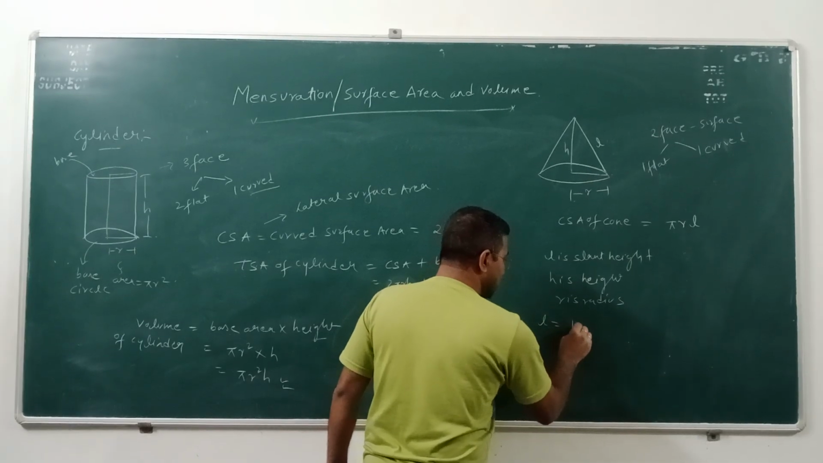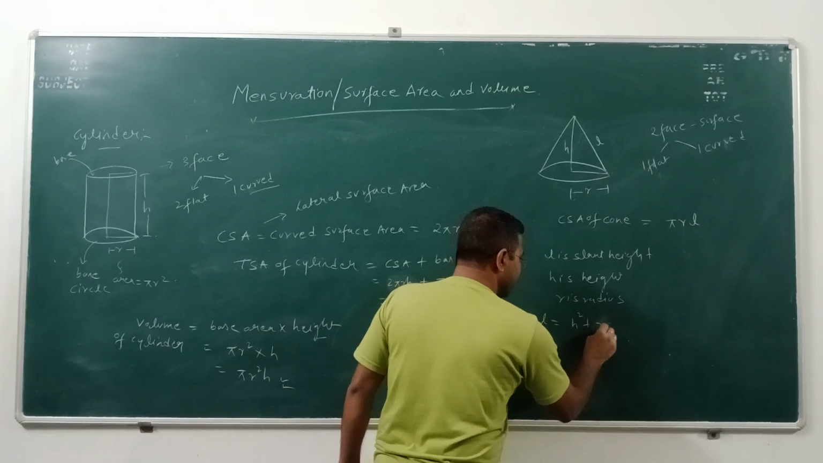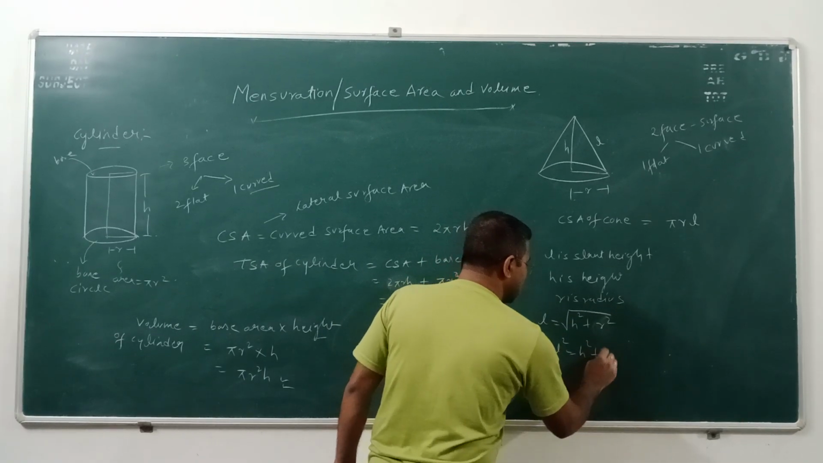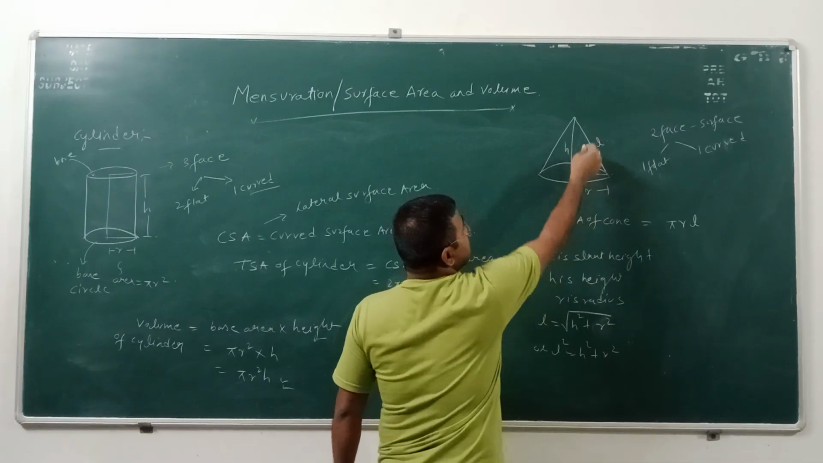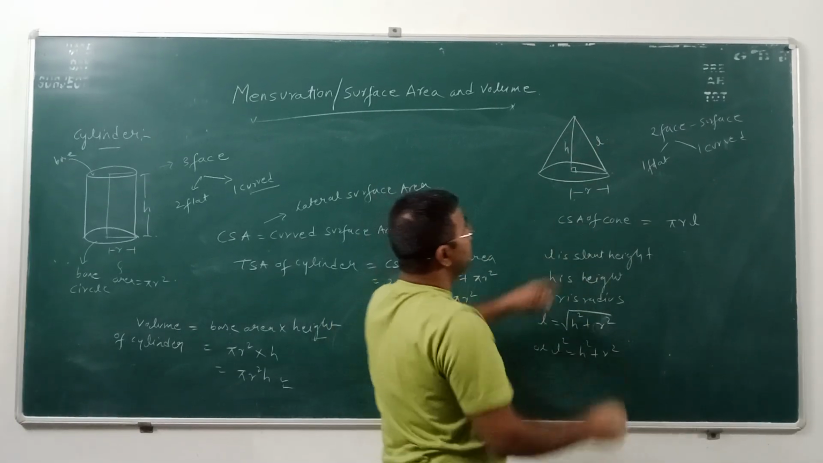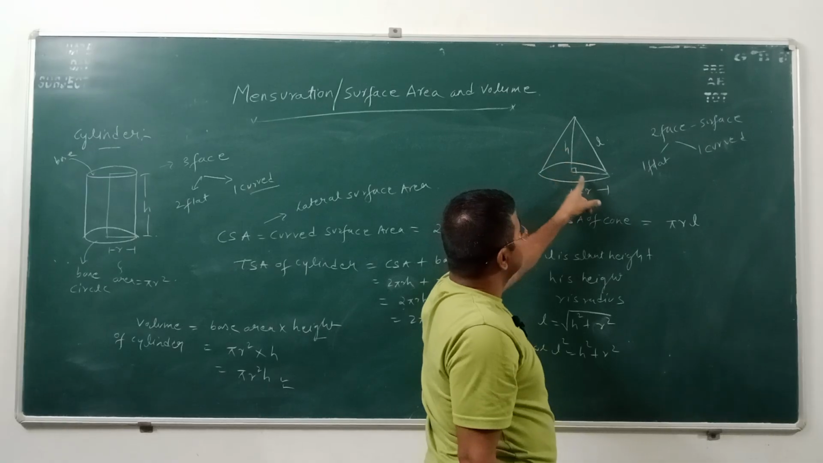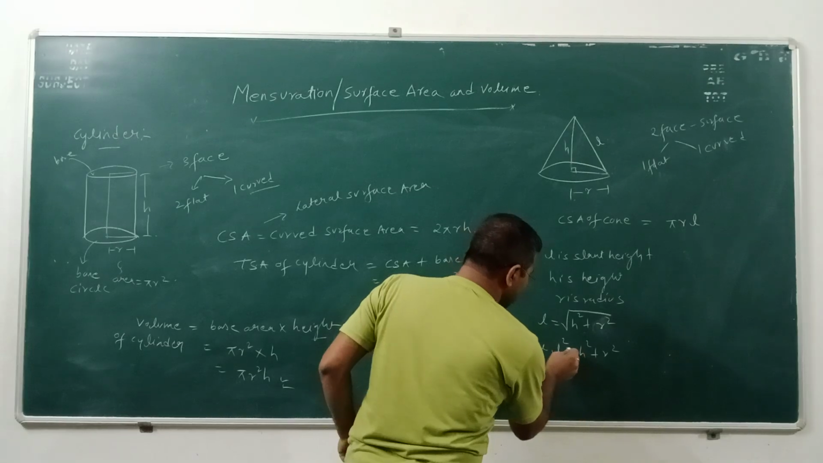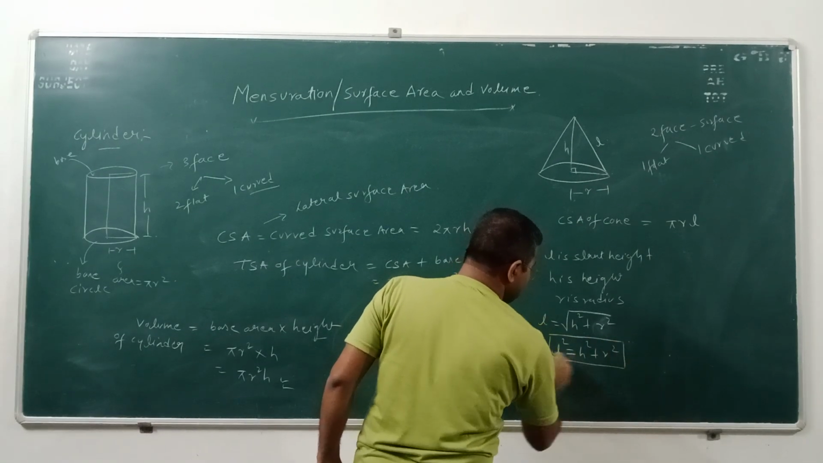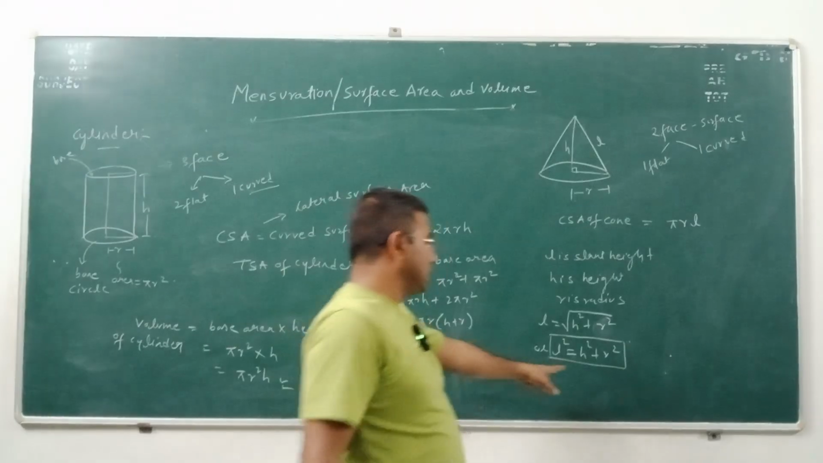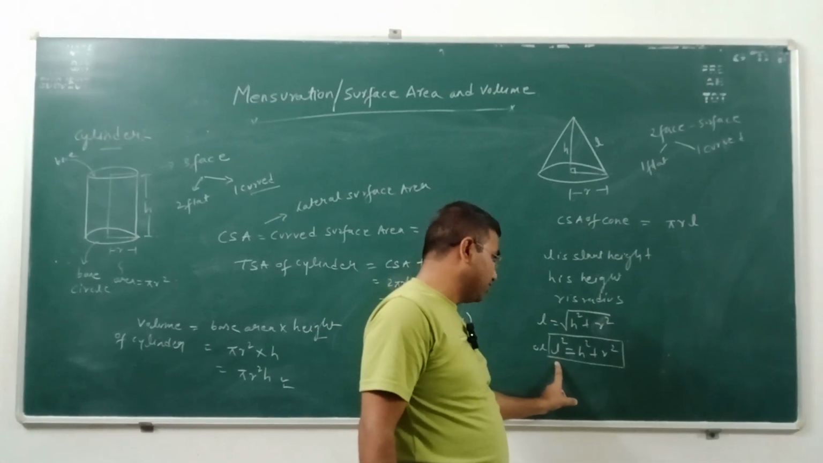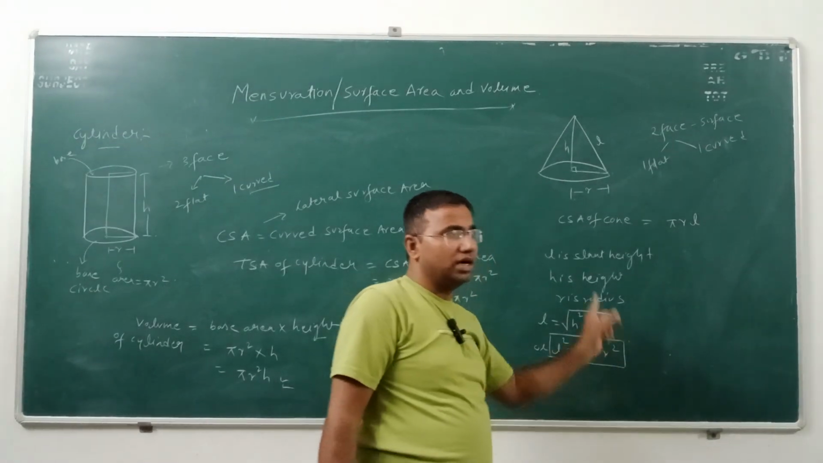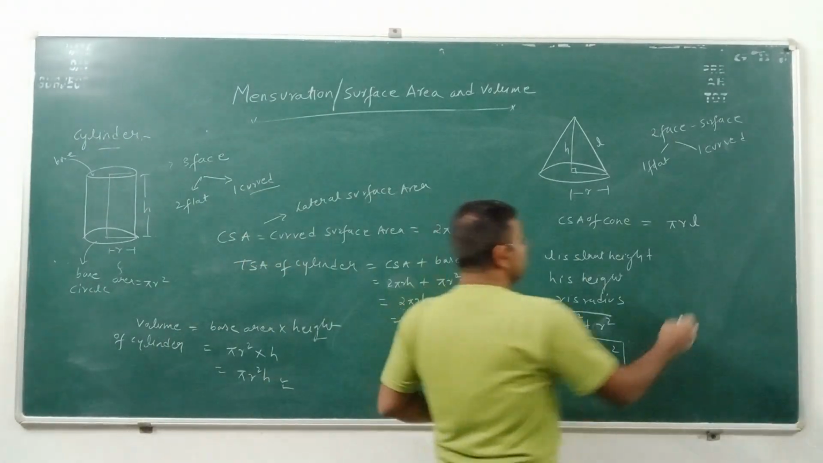Then l can be written as the square root of h square plus r square, or you can write l square is equal to h square plus r square. You can see this figure makes a right angle triangle in which l is the hypotenuse, and h and r are the perpendicular and base. According to the Pythagoras theorem, l square is equal to h square plus r square. If h and r are given, you can find l using this formula. If l and h are given, you can find r, and if l and r are given, you can find h. So the CSA of cone will be pi rl.